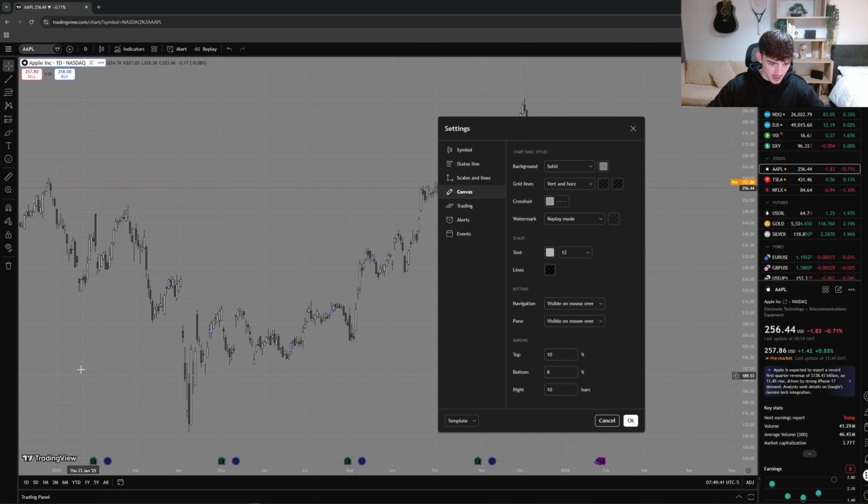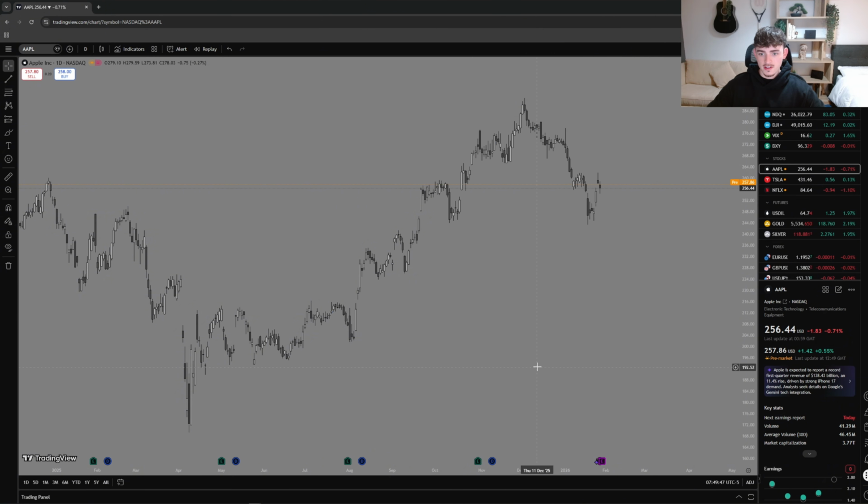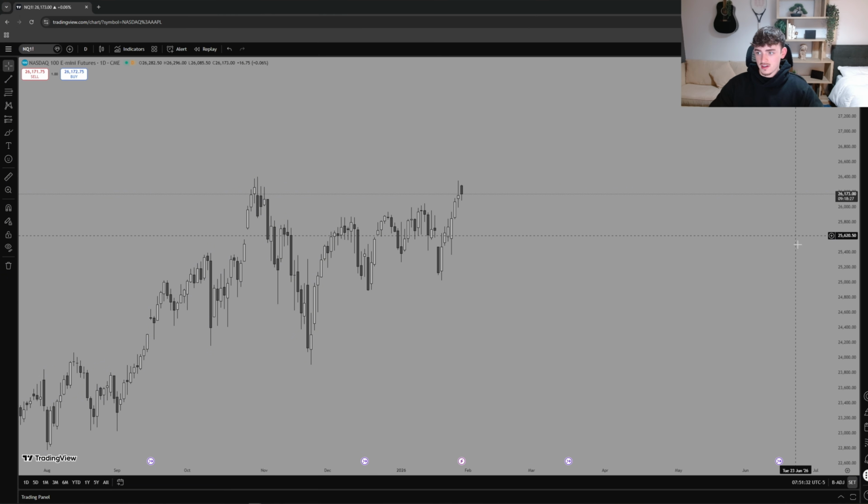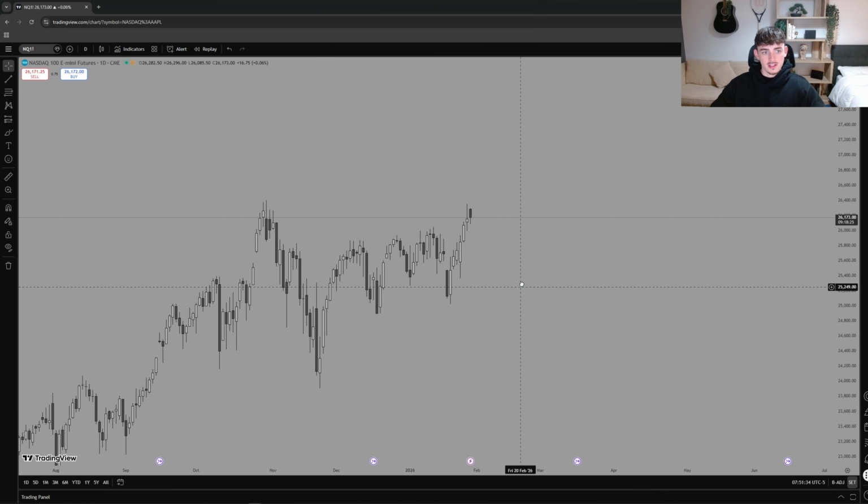Now you can see we still have the vertical and horizontal lines. So let's get rid of those. And now we have this. Very, very nice, easy to read. I'm also going to make the text and crosshair darker because I actually can't see them very well. There we go. So now we have that set up. Perfect. This is a beautiful looking chart.